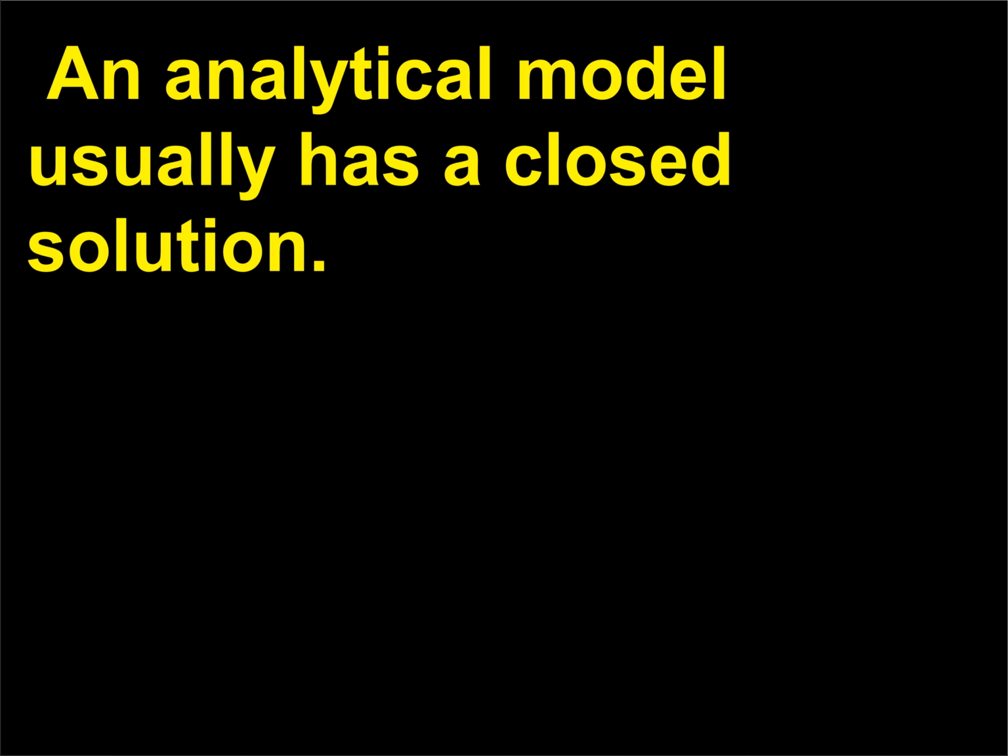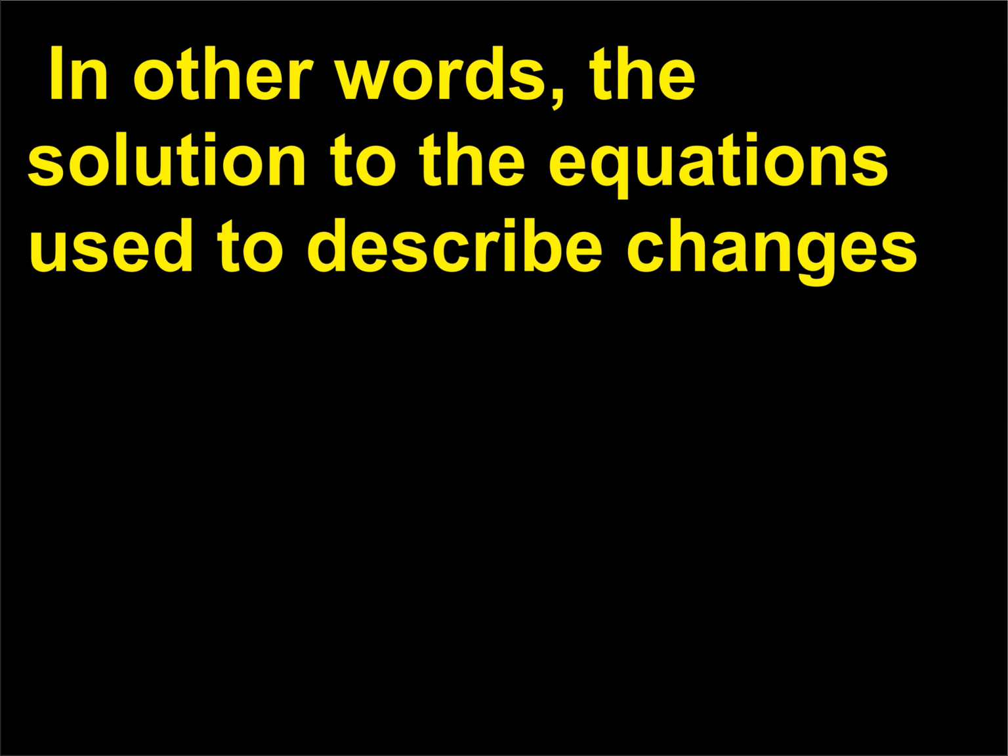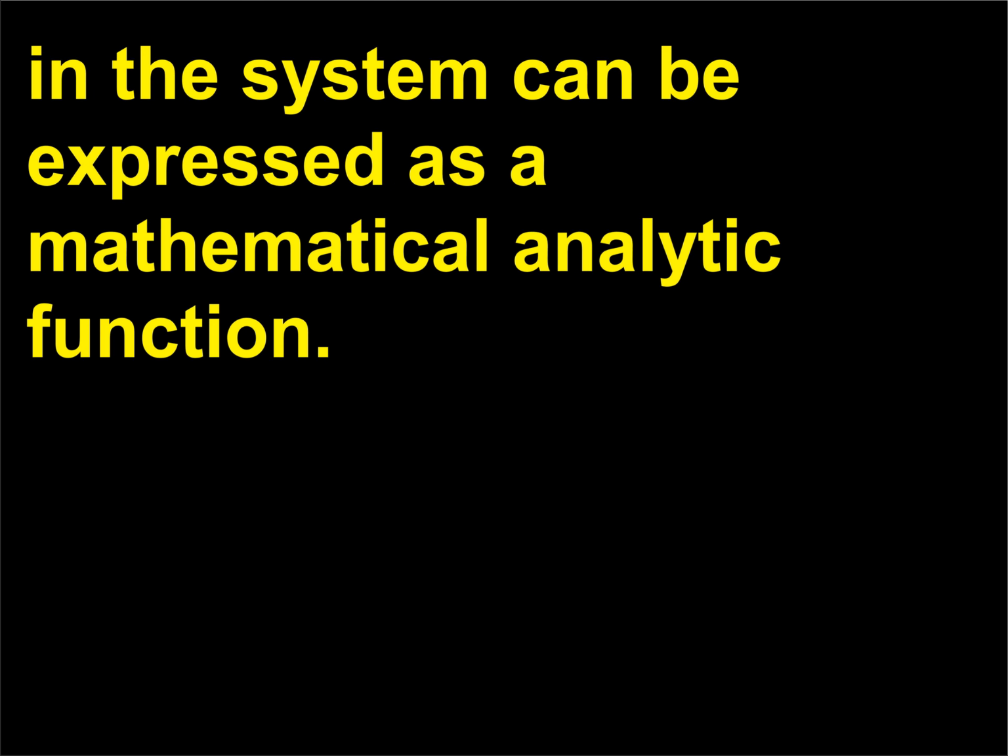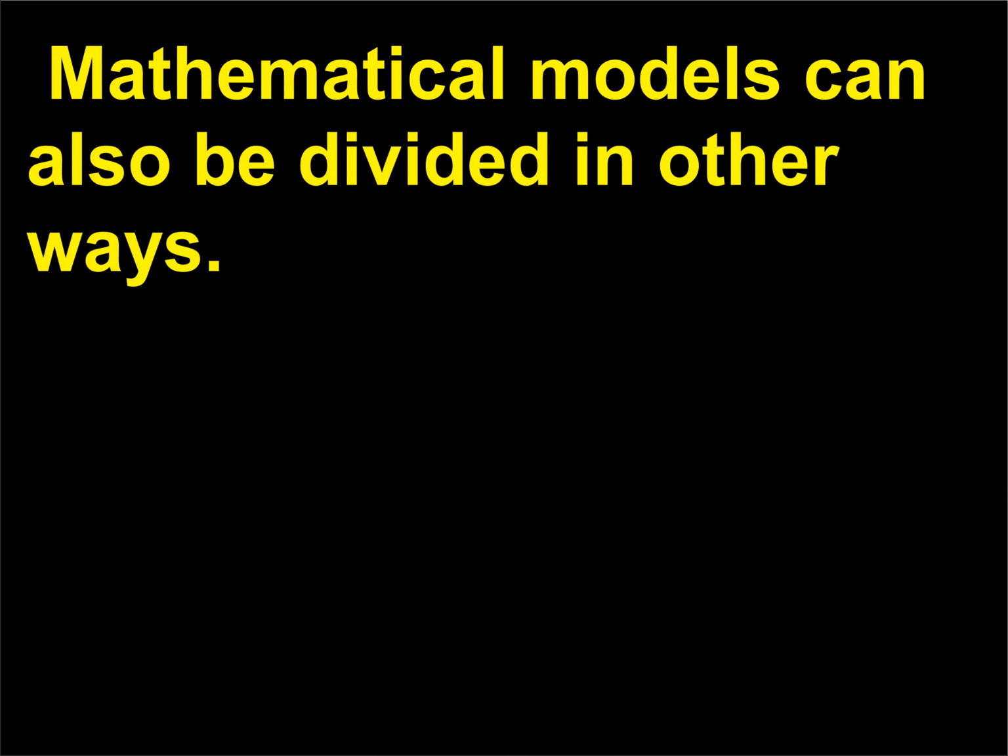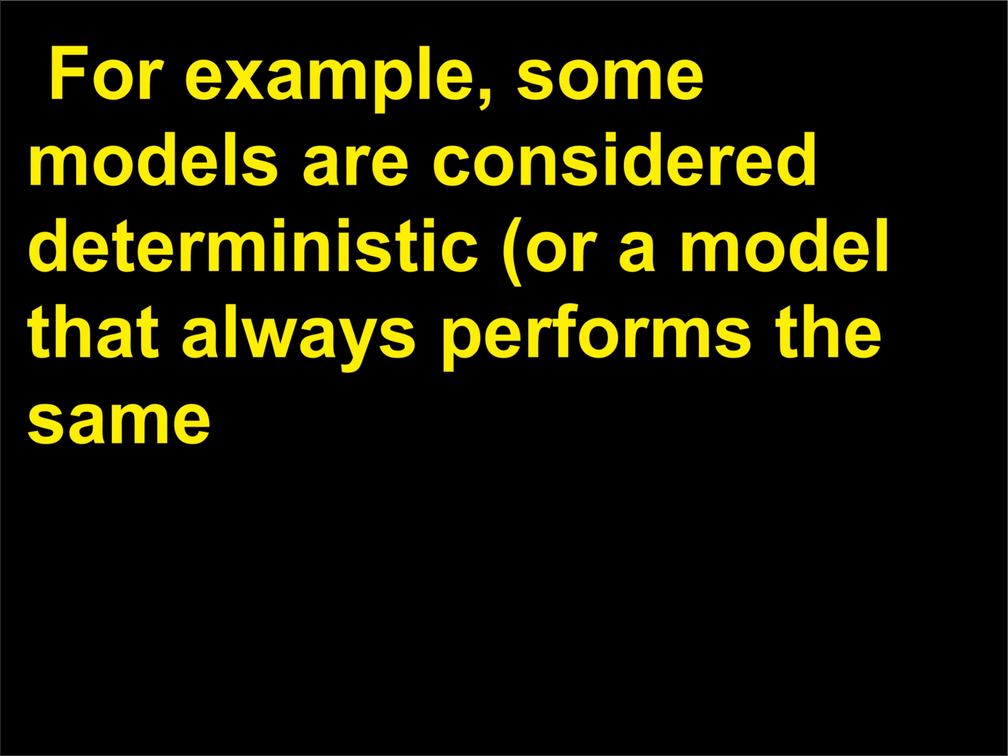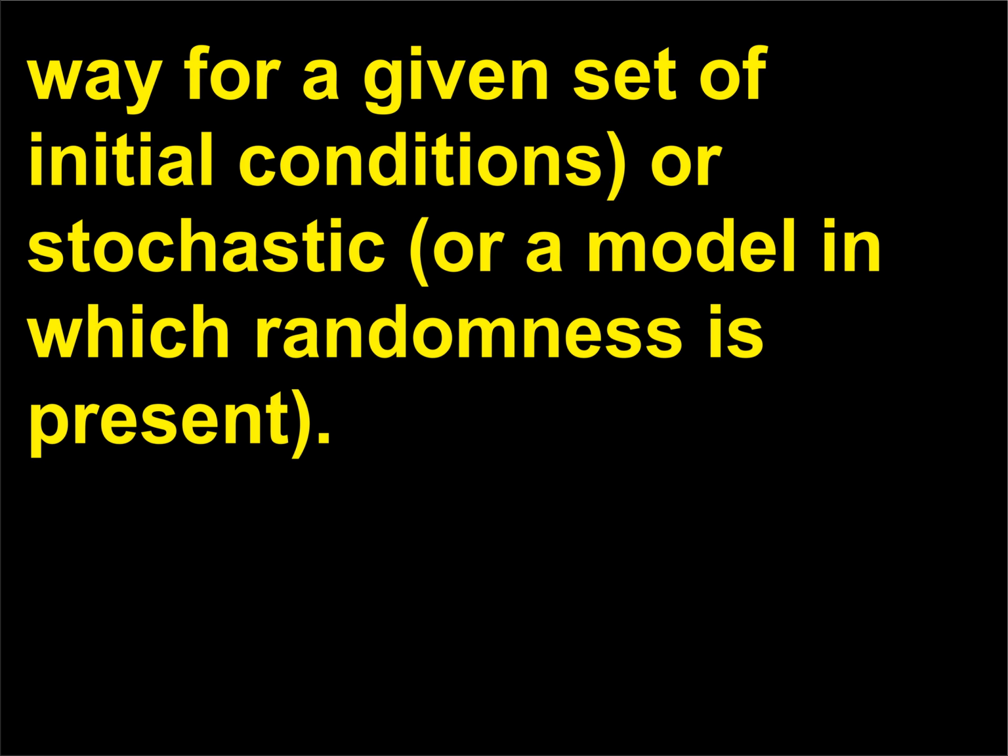An analytical model usually has a closed solution. In other words, the solution to the equations used to describe changes in the system can be expressed as a mathematical analytic function. Mathematical models can also be divided in other ways. For example, some models are considered deterministic, or a model that always performs the same way for a given set of initial conditions, or stochastic, or a model in which randomness is present.